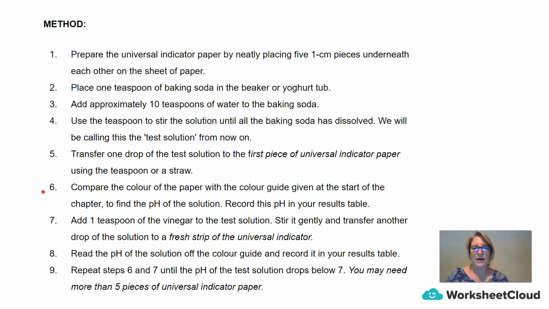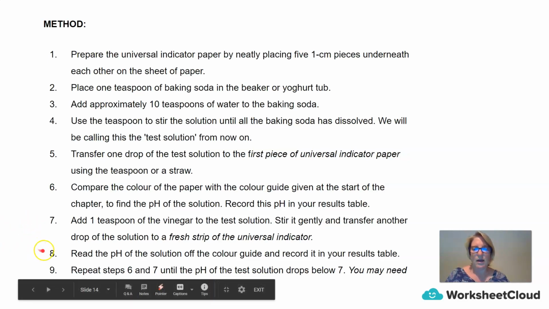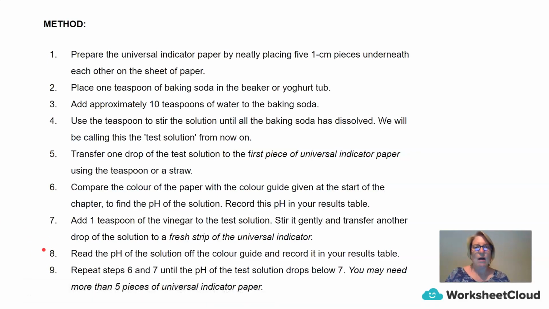Then I want you to compare the color with the color guide or with the indicator that you have made, and try and see if you are able to record the pH. Then I want you to add 1 teaspoon of vinegar to the solution. Stir gently and then test this using your universal indicator paper or the indicator that you've sourced at home. Then I want you to try and determine what the pH would be. Now I want you to repeat steps 6 and 7 until you get to a pH of roundabout 7.